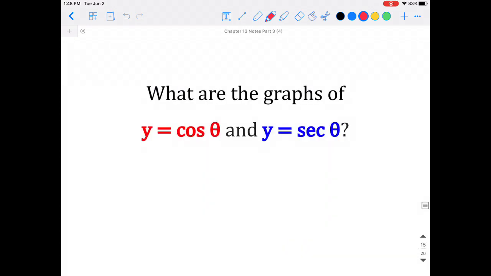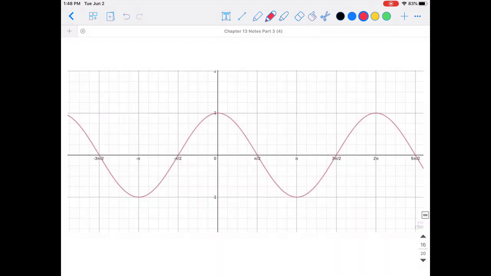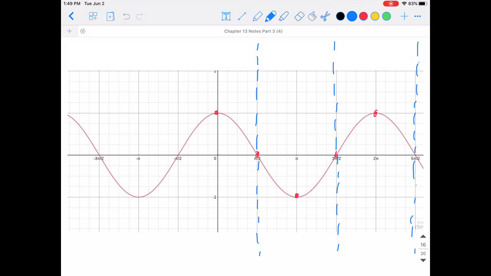Let's look at what are the graphs of y equals cosine theta and y equals secant of theta. So this is very similar to the last problem that we just looked at. In red, again, I have sine of theta graphed. For sine of theta, our pattern is 1, 0, negative 1, 0, 1. And the same thing applies. Where cosine is equal to 0, that's where we're going to have a vertical asymptote for secant. So you can draw your vertical asymptotes where cosine is equal to 0. That's what's going to make secant undefined.